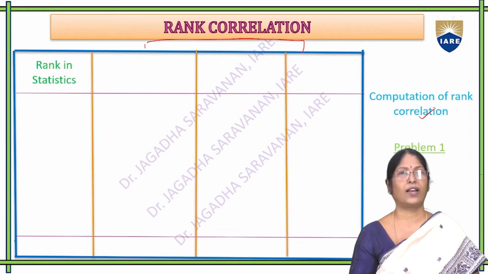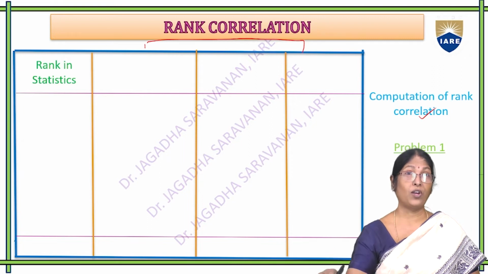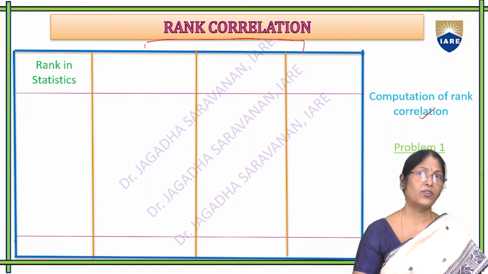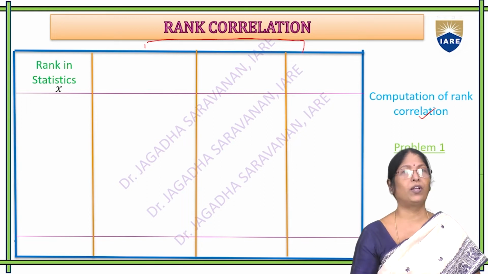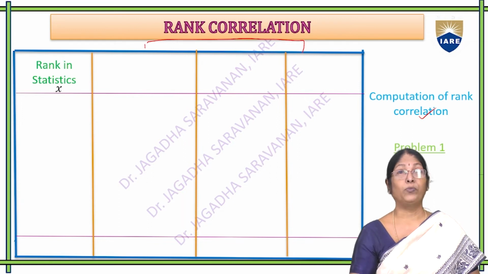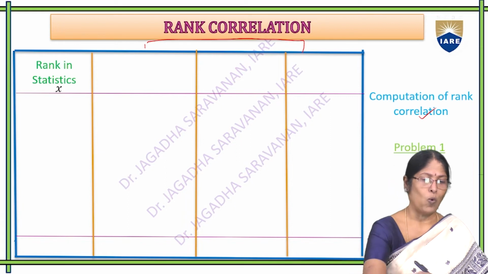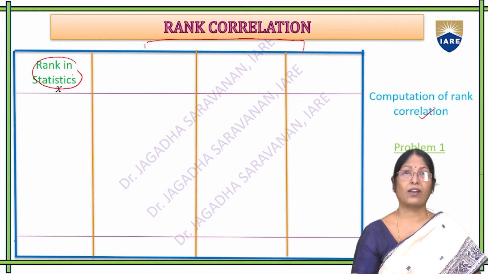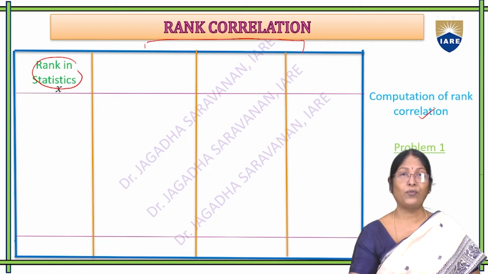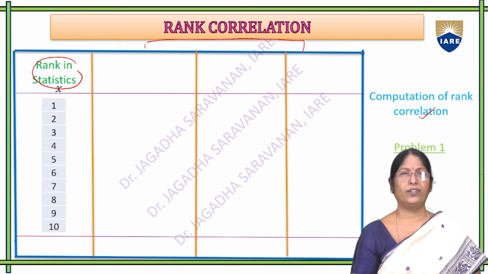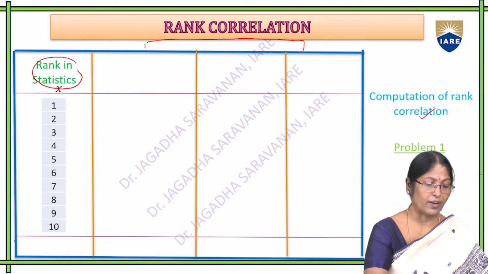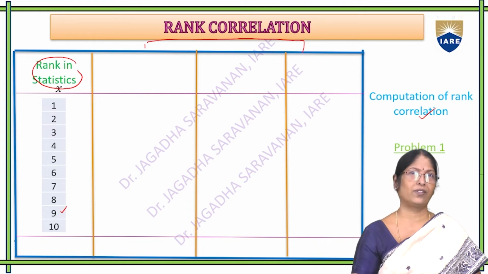The first one, rank in statistics, because in the question itself the ranks of the 10 students are given. So rank in statistics, we name it as the variable X. The subject is probability and statistics, and our topic is rank correlation. Here the relation is rank in statistics, which we assume or convert into a variable, that is X. The data given for rank in statistics are listed here, all 10 data: 1, 2, 3, 4, 5, 6 up to 10.